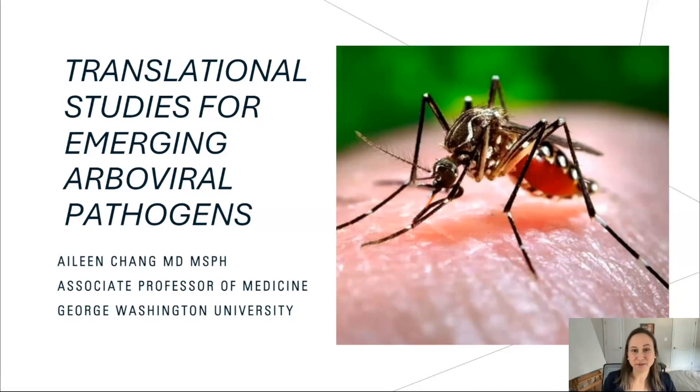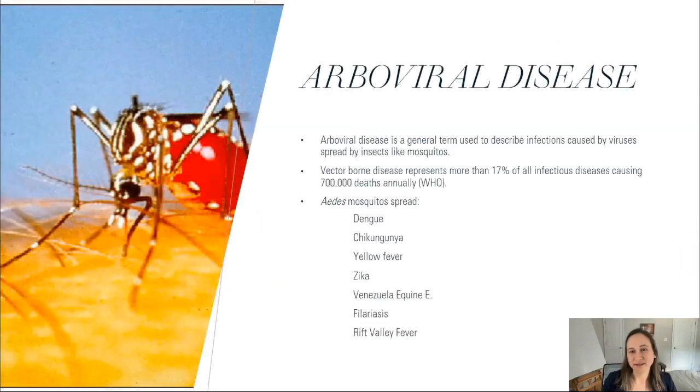Today, I will be talking to you about translational studies for emerging arboviral pathogens. Arboviruses are viruses that are spread by insects like mosquitoes. For example, this is a picture of the Aedes mosquito that spreads dengue, chikungunya, yellow fever, Zika, Venezuelan equine encephalitis, filariasis, and Rift Valley fever. Vector-borne disease represents more than 17% of all infectious diseases, causing 700,000 deaths annually.